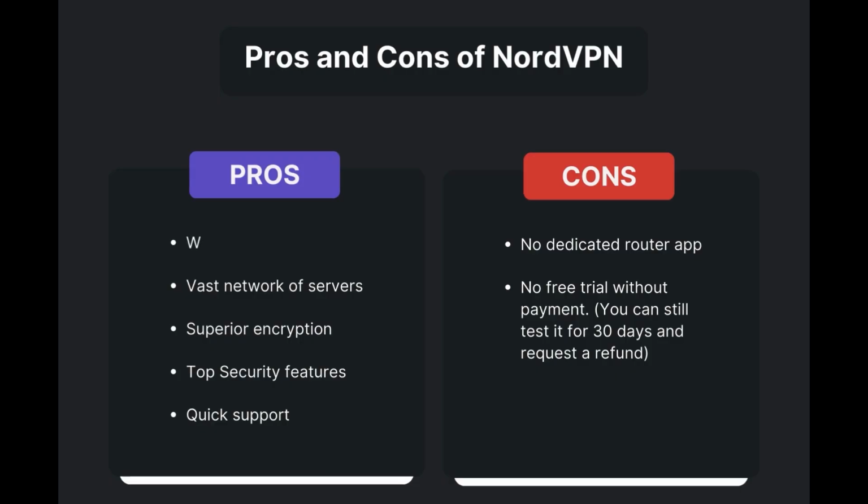Benefits of using NordVPN for Stake include swift and stable connections via the WireGuard protocol, an extensive server network for global access, top-notch encryption and security, and 24/7 customer support. However, there are a few drawbacks to note. No dedicated router app available. No free trial offered. Overall, NordVPN stands out as the best VPN for Stake.